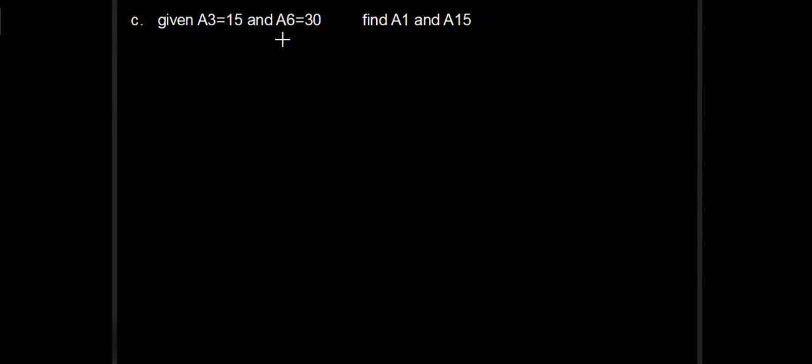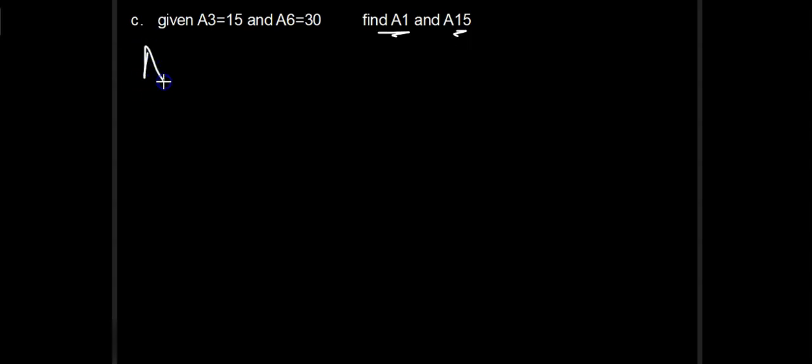Okay, so this one is a little bit different because we don't have A1. We don't have D, but we're looking for A15. So it says find the value of A1, and also find the value of A15. To find the value of A1, I need to find the value of D. So I just want to follow the same procedure.